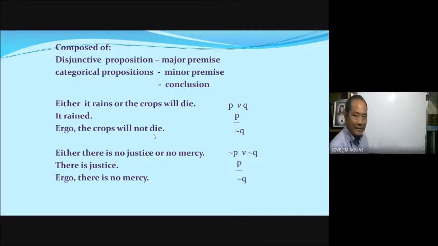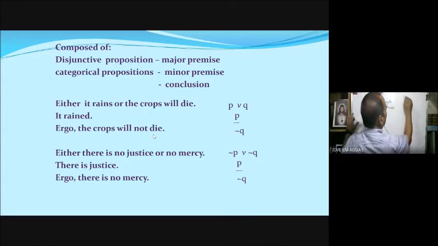Okay. So I will summarize here the positing process. Minor accepts, conclusion denies. Is it within the frame of the camera? Yes, sir. Okay, good. So minor accepts, conclusion denies. Okay, so it's like this.